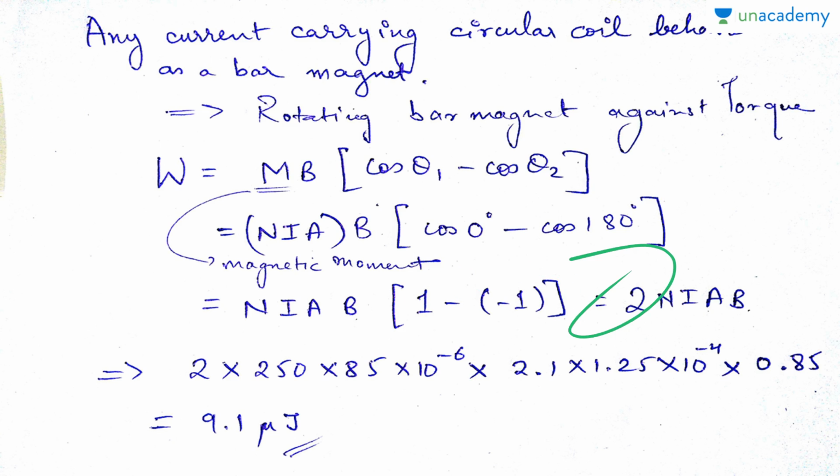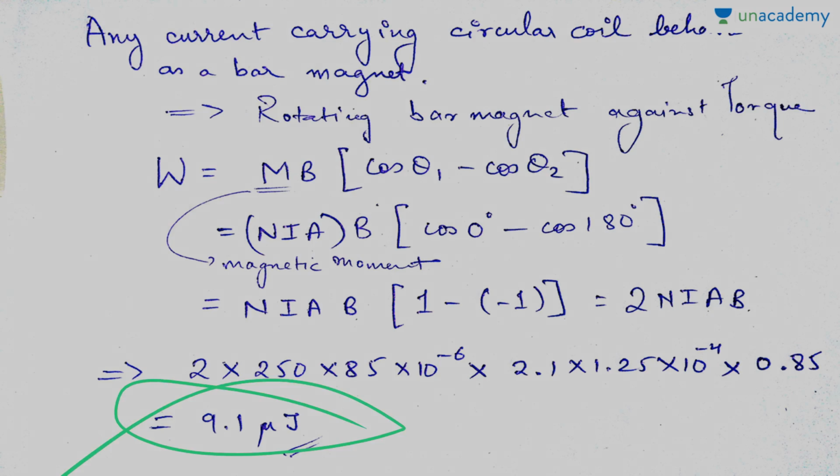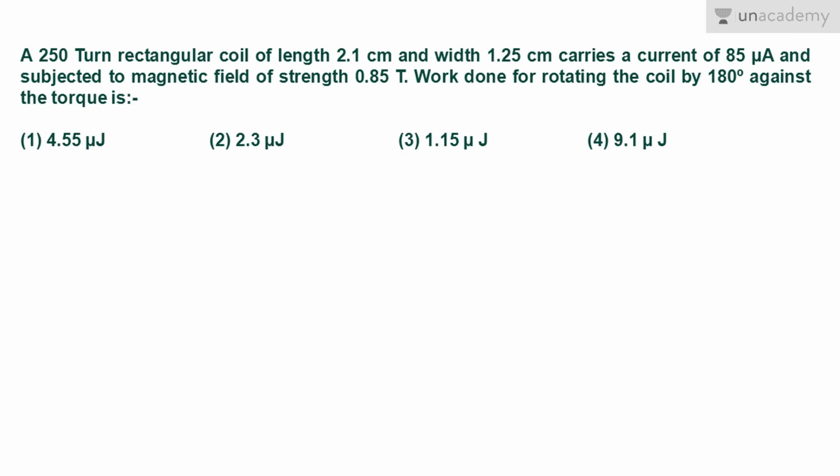Turns are given as 250, and I is given as 85 into 10 to the power minus 6. A is given, B is given, put the values, and we will get the answer as 9.1 microjoule. That is the fourth option.